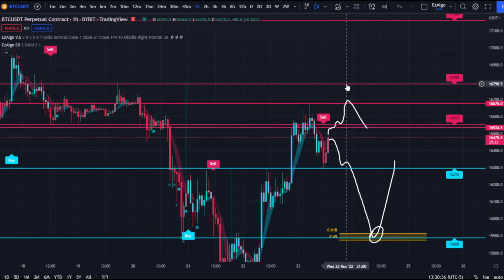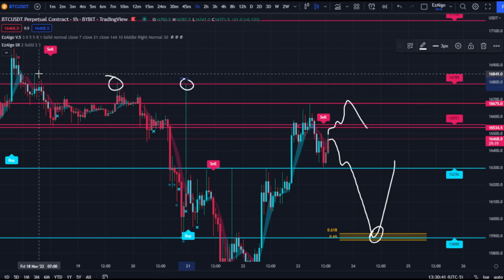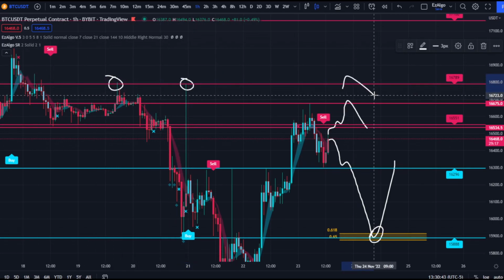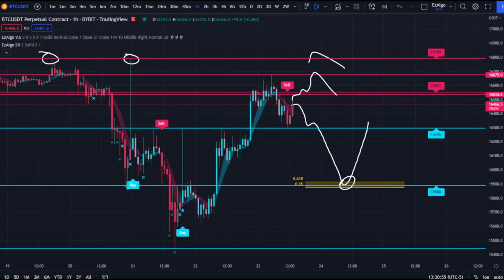Also, we have this resistance level up here with these two previous candle wicks over here if you look left. So I would be expecting a swing failure from this level as well. And Easy Algo just does a great job of finding these levels for you. And that's how I find my setups, guys.